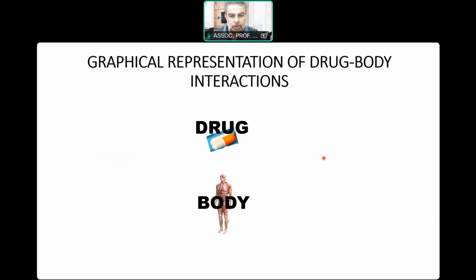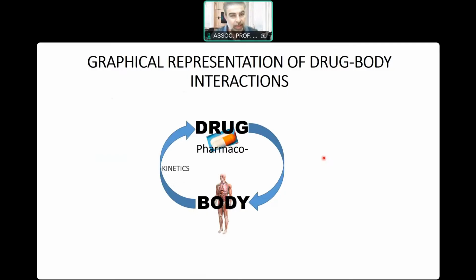As we all know, when the drug enters the body, the body starts processing the drug in processes that we call pharmacokinetics. While when the drug starts affecting the body, in therapeutic actions or even toxic side effects, this part is considered pharmacodynamic interactions. So how do we represent it graphically in both situations, pharmacokinetic and pharmacodynamic interactions?